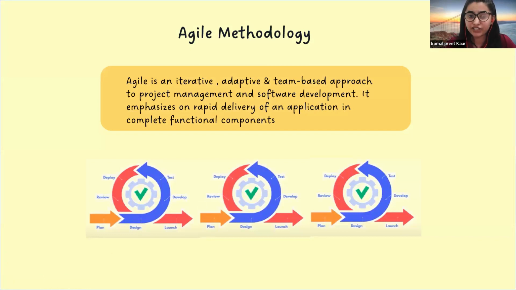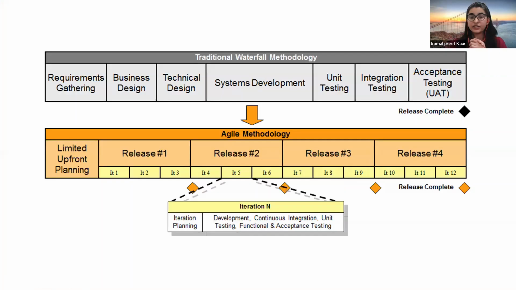So these are specific iterations: we divide our big chunk of work into small parts, design it, test it, and launch it live. Okay, so these are the iterations. It is a time-boxed approach. In this slide, you can see the gray one at the top is the waterfall methodology, and the orange one is the agile methodology.